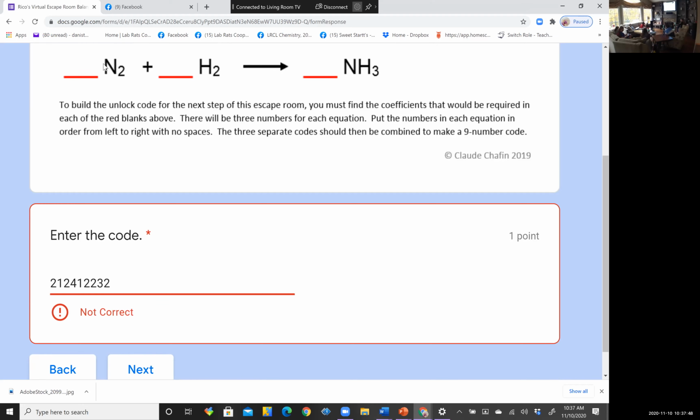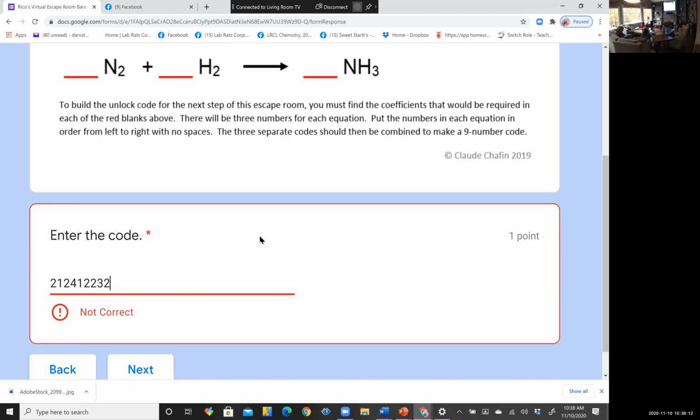We have 2, so that's 4. And 2, so that's 4. 3. Okay, so did we write this wrong? Let's see. There will be 3 numbers for each equation. Put the numbers in each equation in order from left to right with no spaces. The 3 separate codes should be combined. So where are we off? What did we do wrong?